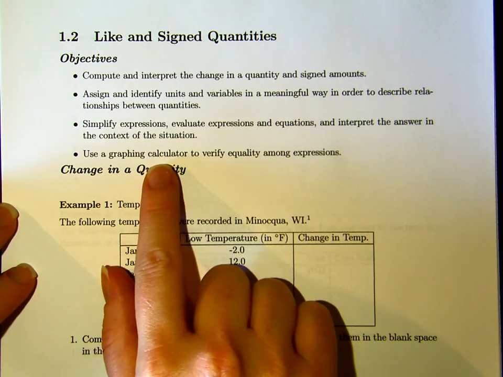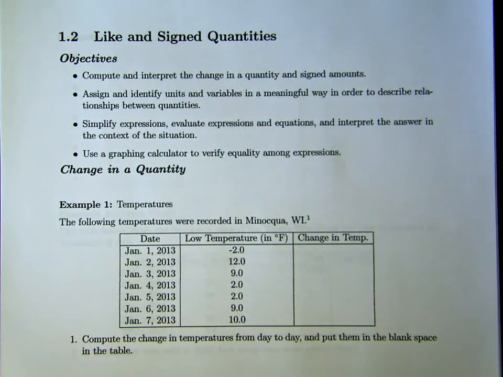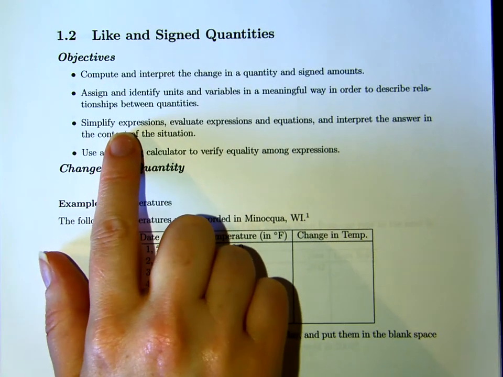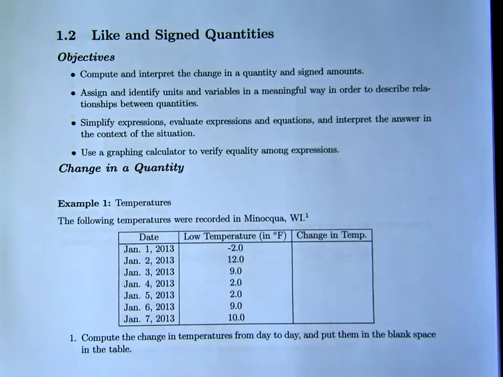And then we're going to look at the graphing calculator and use it to look at equal expressions. If we say we can simplify expressions, were they truly the same? Are they truly equal to each other after we simplify them?